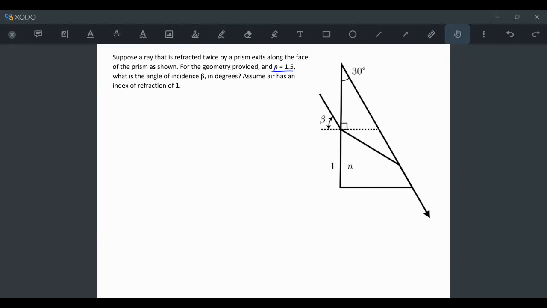We have two refractions again, and the unique thing is right here. The second refraction, kind of as the beam is exiting the prism, it exits exactly parallel to the face. So this is kind of the threshold for total internal reflection. You've just achieved it. This is a critical angle for the second refraction. We know that, like I said, n is equal to 1.5. We're asked this time for what the angle of incidence is in degrees. And we assume that air has an index of refraction of 1, as pretty much always.